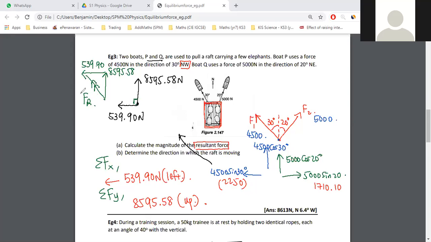539.90 square, then plus 859.58 square, square root, and then you get the resultant force is 8612.5 Newton. So this is the answer. 8613, very close.